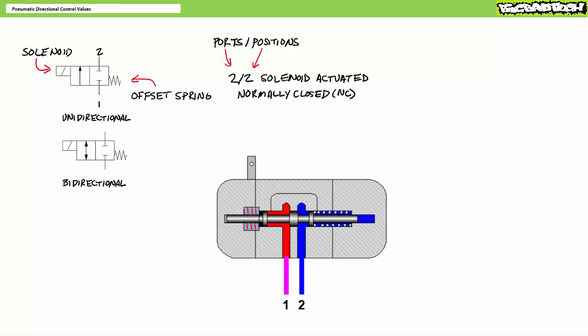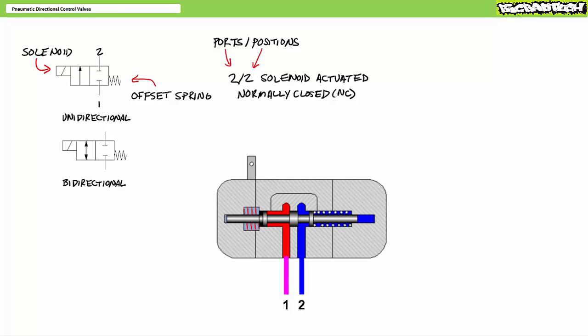The internal construction of pneumatic directional control valves is startlingly similar to that of hydraulic directional control valves, whereby moving internal components like poppets, sliding plates, or spools selectively connect or disconnect ports via the internal passageways machined into the valve body. A simplified internal diagram of a 2x2 normally closed directional control valve might look something like this.